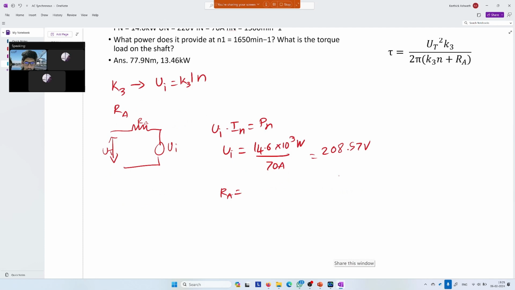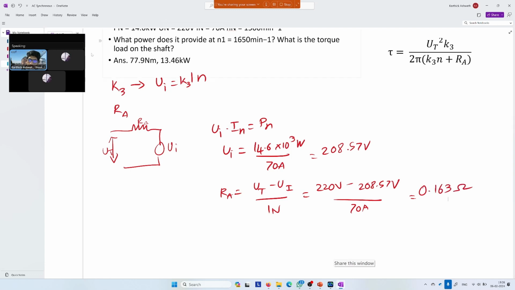RA equals UT minus UI divided by IN, which is 220 volts minus 208.57 volts divided by nominal current 70 amps. How much is that? 220 minus 208.57 divided by 70 gives me 0.163 ohms.